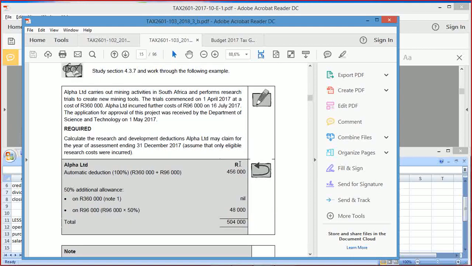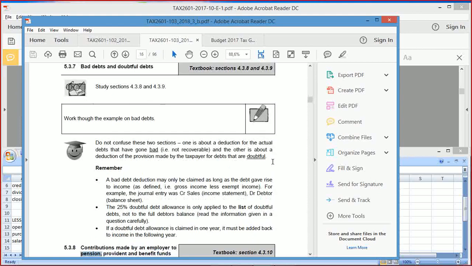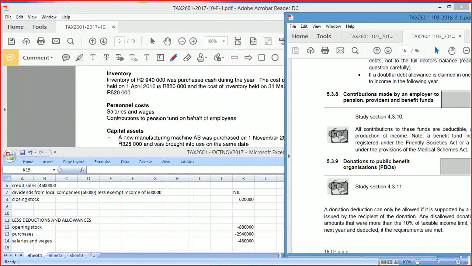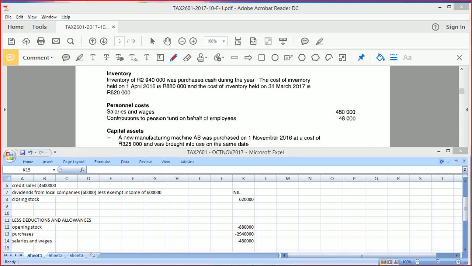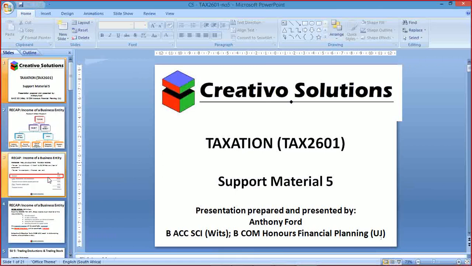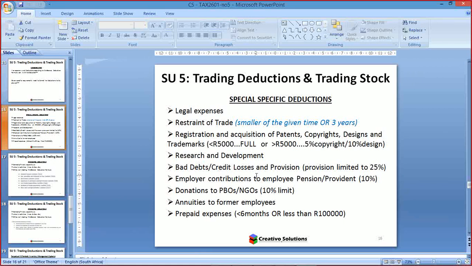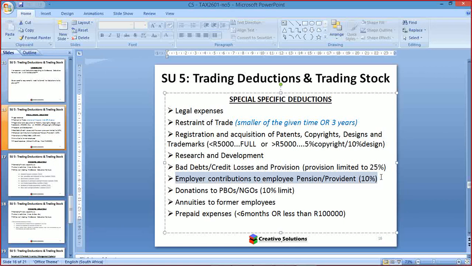Because the thing is, you can't claim the full amount, you only claim a portion of it. Yes, sir. Let me just see if I can see it. Okay, can you go to this textbook section quickly while I open up the notes? Okay, what page should I go to? Section 4310. We would have covered this in the trading deductions, looking at specific ones. Here it is. Okay, so there it is. That's what I'm looking for.